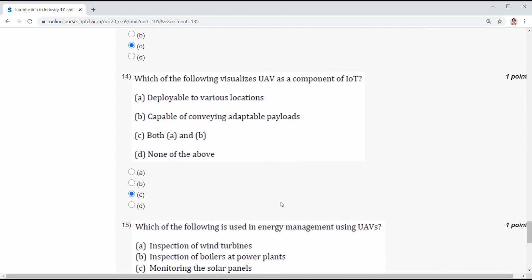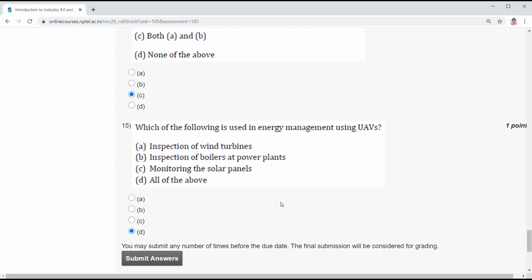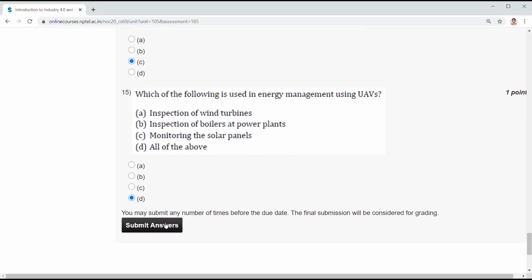Coming to the 14th question. Which of the following visualizes UAV as a component of IoT? Options are A, deployable to various locations, B, capable of conveying adaptable payloads, C, A and B, D, none of the above. And the right answer is C, both A and B. 15th question, which of the following is used in energy management using UAVs? A, inspection of wind turbines, B, inspection of boilers at power plants, C, monitoring the solar panels, D, all of the above. And the right answer is D, all of the above. Now you can submit your answers. And this is the last assignment.